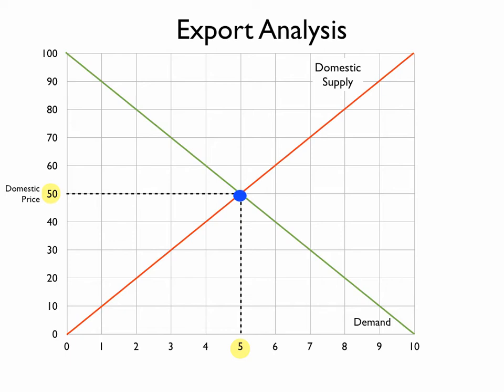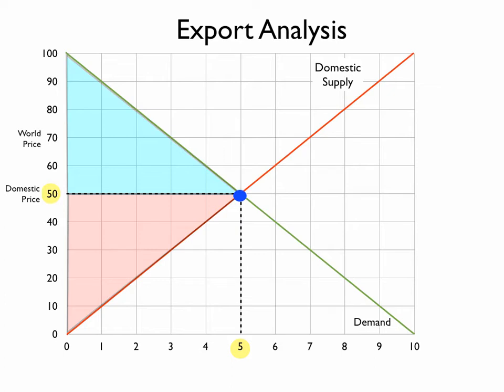In this video, we want to talk about exports. We begin with our supply and demand graph with consumer surplus and producer surplus, and what we're looking at is just the domestic supply and demand. Note that the domestic price is 50 and 5 units are sold.